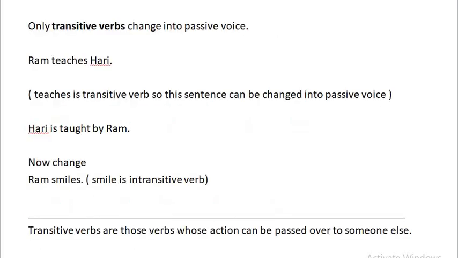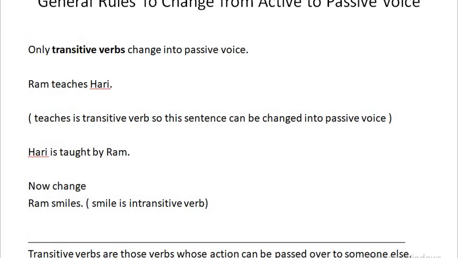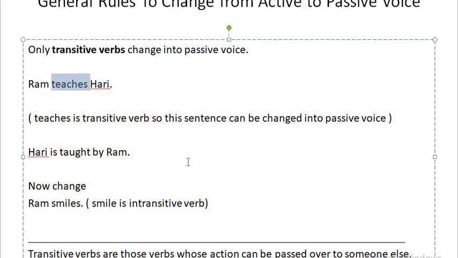The next thing I told you is that only transitive verbs change into passive voice. Intransitive verbs do not change. Now here we see Ram teaches Hari. So this is a transitive verb because action passes over from Ram to Hari. So you changed it to Hari is taught by Ram. Ram teaches Hari, Hari is taught by Ram. Since this verb is transitive, that's why you changed it into passive voice.